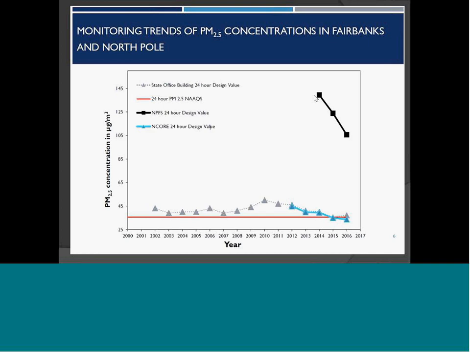Point sources are major sources, so they're the power plants. Like the 2 here, Fairbanks? Yeah.